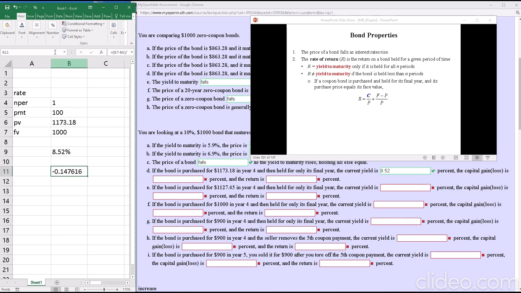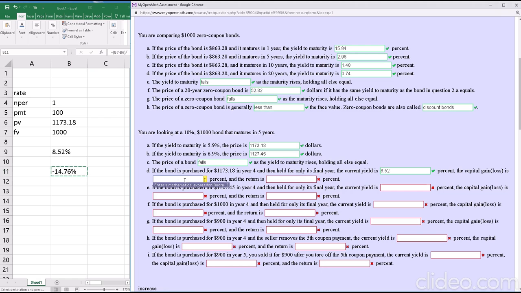Hit enter, and add 2 decimal places. So the gain or loss, it's a loss because you paid a higher price than what you're going to get paid by Treasury when you redeem it at the Treasury. So there's a loss here, a capital loss. Get rid of the percent symbol.